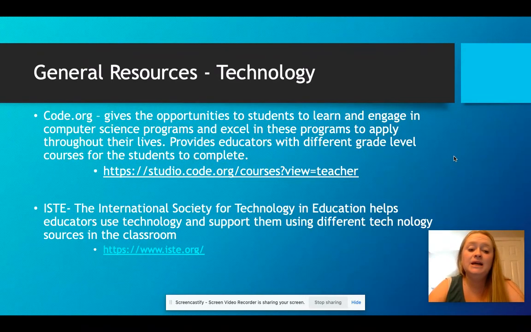ISTE is the International Society for Technology in Education, and it helps educators use technology and supports them in using different technology sources in the classroom. So it gives the resources of technology and how educators can use technology in their classrooms. We're at a time in our lives where technology is huge, and this provides guidance and resources for educators and families as well.